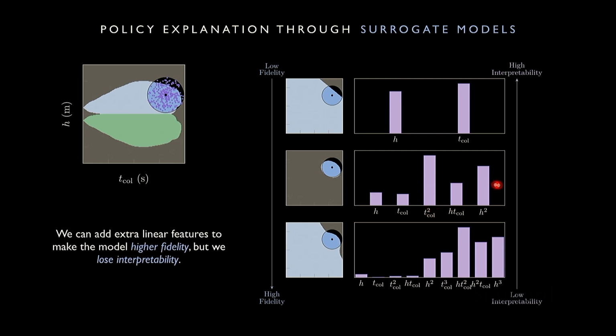But now if we look at these weights, we're like, okay, h times time to collision has a higher weight than just h by itself, but it's not super interpretable to us what that actually means. So even though it fits better, we lose some of that interpretability. And in general, when you're doing these things, you need to make decisions that help you balance these trade-offs.